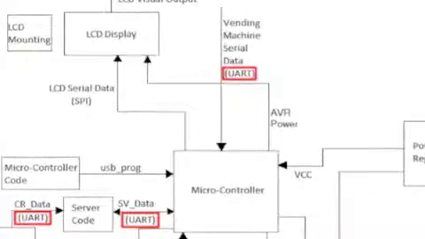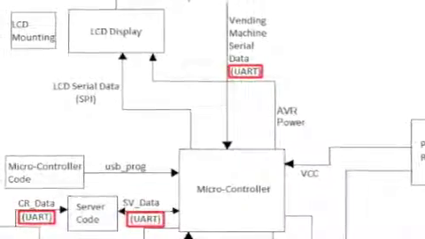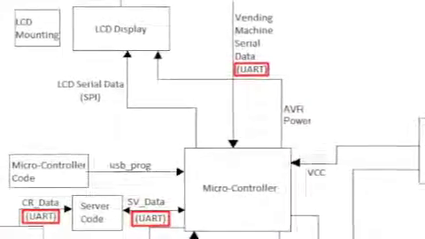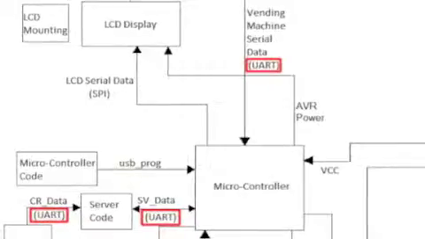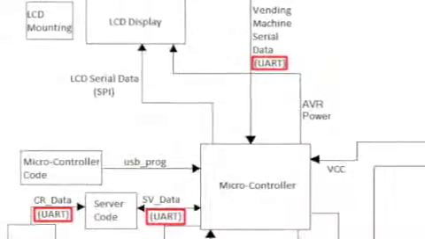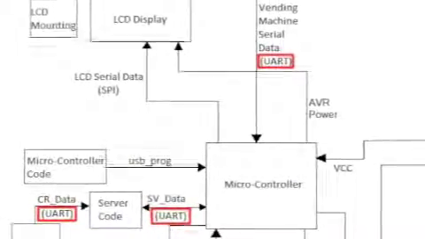UART is used to interface the card reader to the server to the microcontroller, and the microcontroller to the CoinMech. A baud rate of 9600 is used between the card reader and the server and the microcontroller, and a baud rate of 600 is used between the microcontroller and the CoinMech.